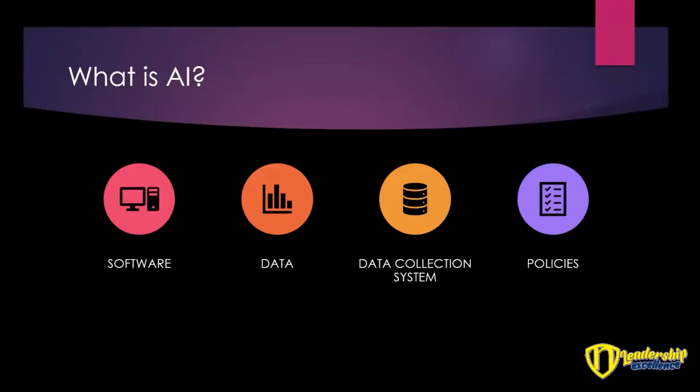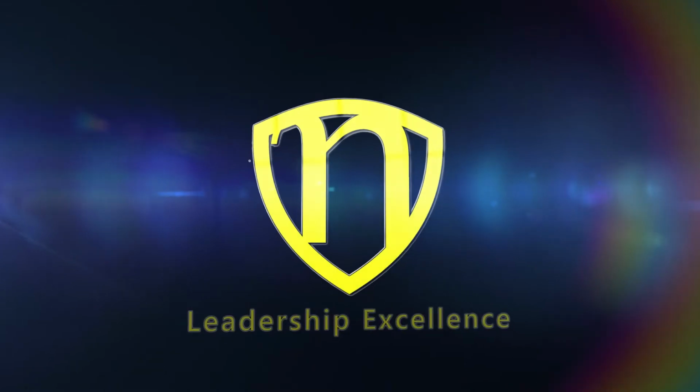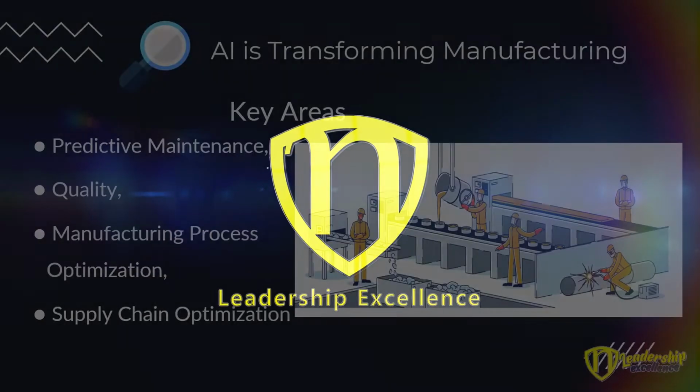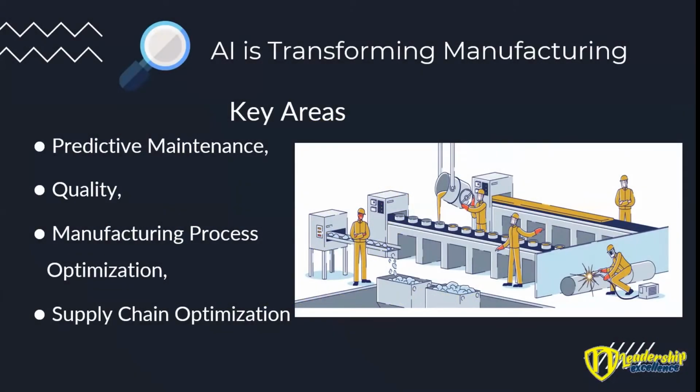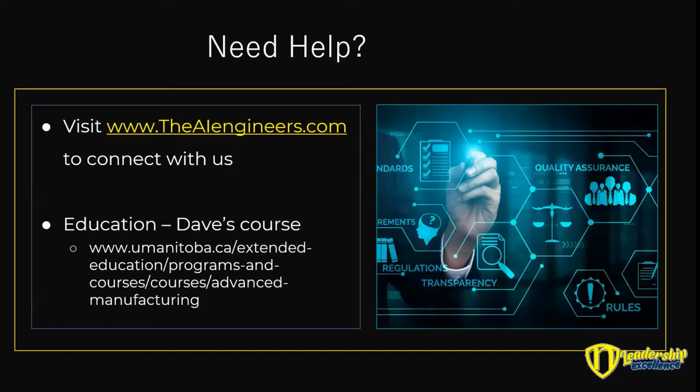Let's just do a quick summary. So what is AI? Remember, software, data collection system, and policies. You need all those four elements together. Which of the four key manufacturing areas where AI can help today? Predictive maintenance, quality, manufacturing process optimization, and supply chain optimization.